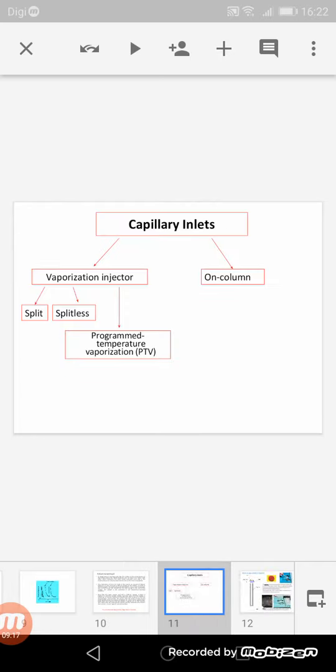So let me move on to the capillary inlet. The solution to column overloading is that a bigger beaker is needed. If the column is bigger, that is the way we can solve the overloading problem. When we talk about capillary inlets, we have the vaporization injector and on-column injection, and the vaporization injector divides into split, splitless and programmed temperature vaporization.